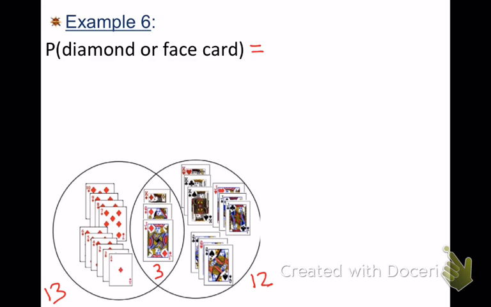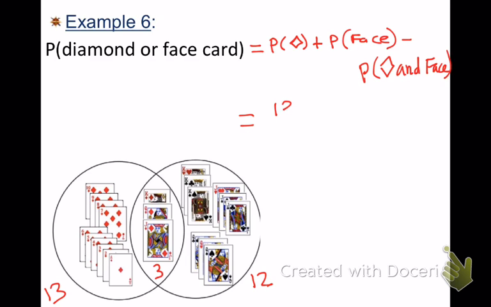So let's go ahead and find our probability. It's going to be P of diamond plus P of a face card. I'm just going to put face on it. Minus a repeat, so I'm going to put P of it being diamond and at the same time being a face card. So both of them happening at once.